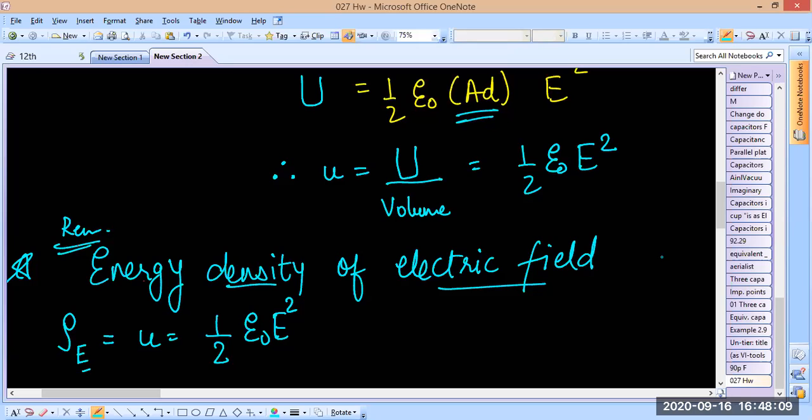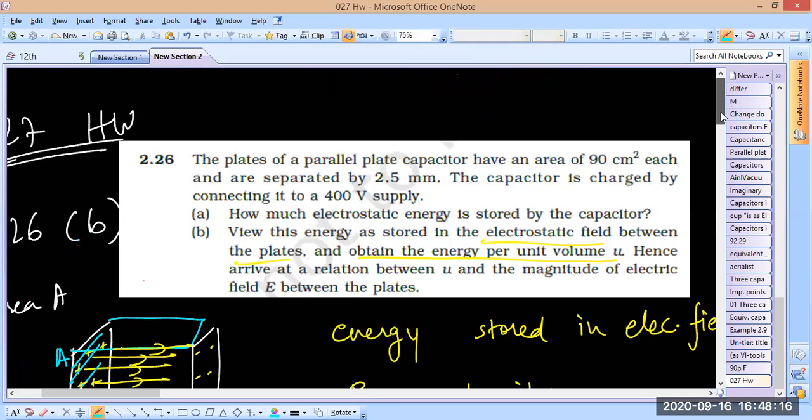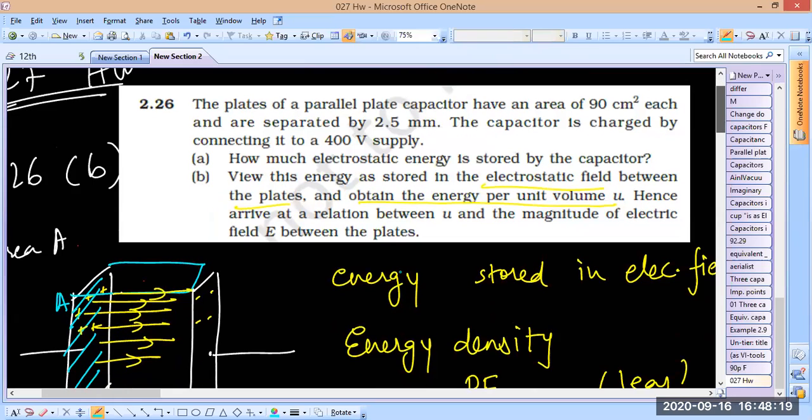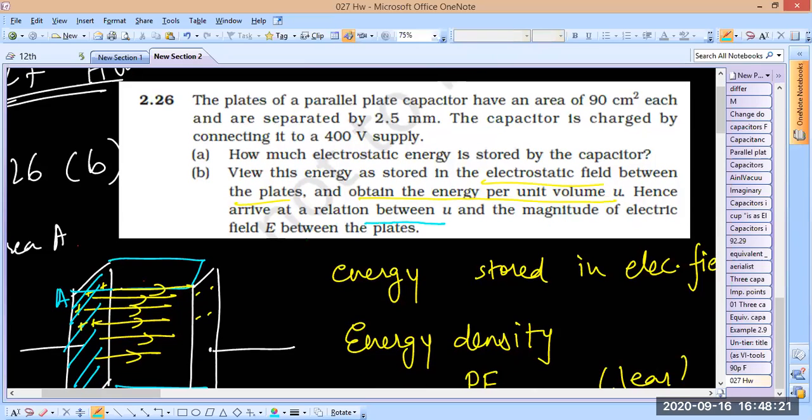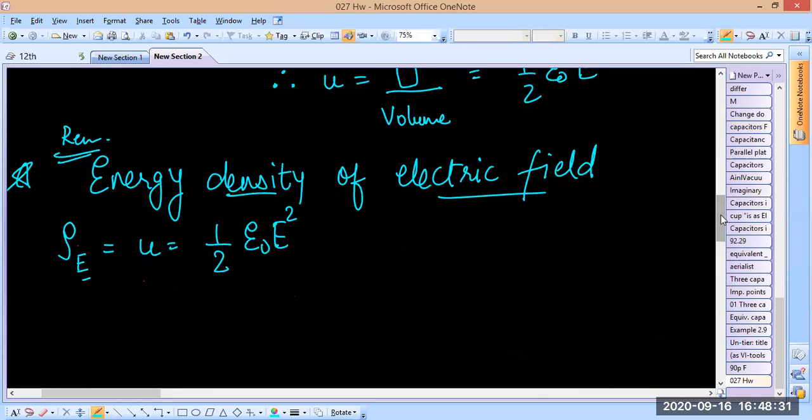Please remember this formula. Okay, so that's it for this part B. I think there is nothing else to do now. Let's read the question. Hence arrive at a relation between u and... done. Clear? So that's it. Please remember this formula. Again, this is valid for everything. This is always true, even if it's not a capacitor.